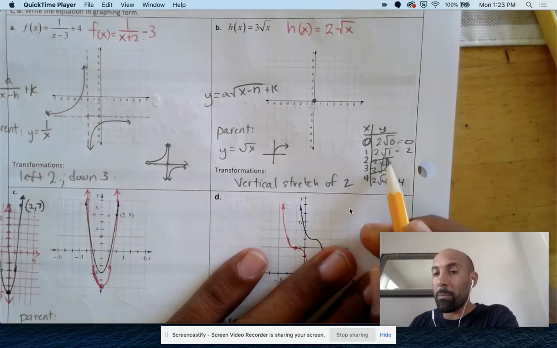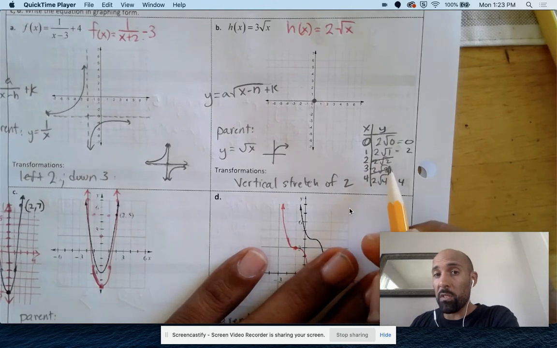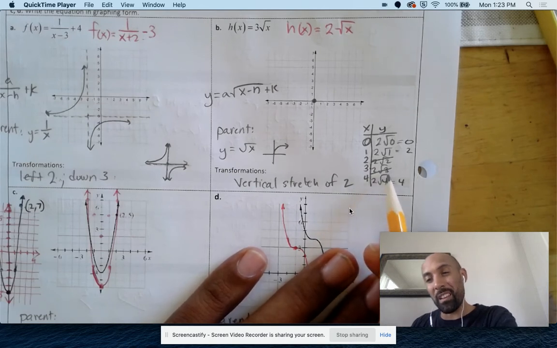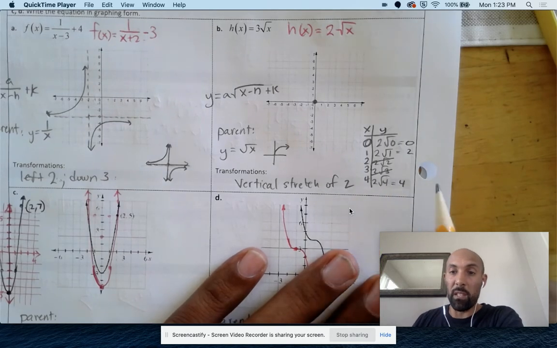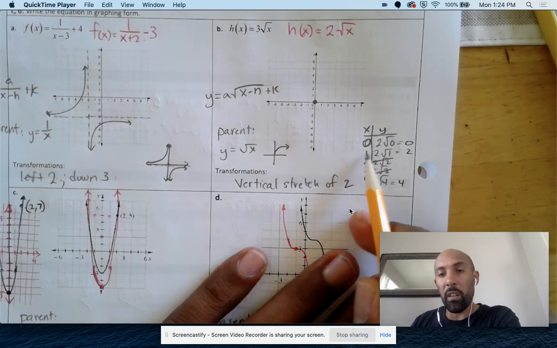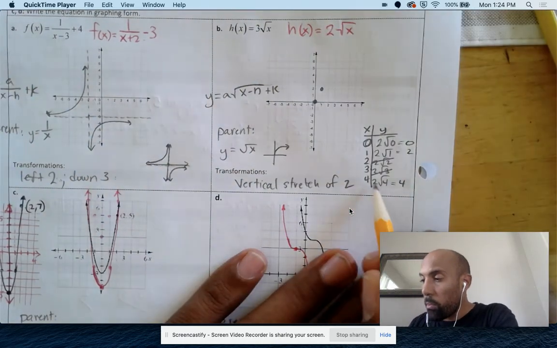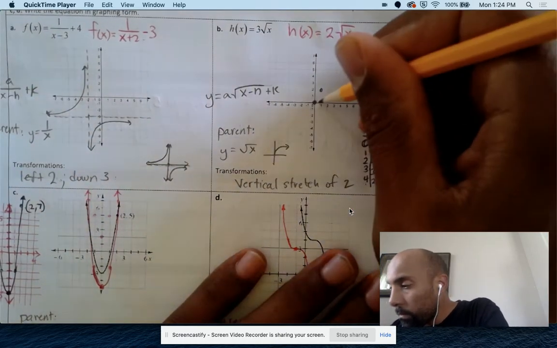Notice how I skipped some of these values. When you're dealing with radical functions, you only plug in numbers that give you whole numbers, because you don't want to plug something in and get a decimal. I don't want to graph that. So my next point is (1, 2), and the point after that would be (4, 4).